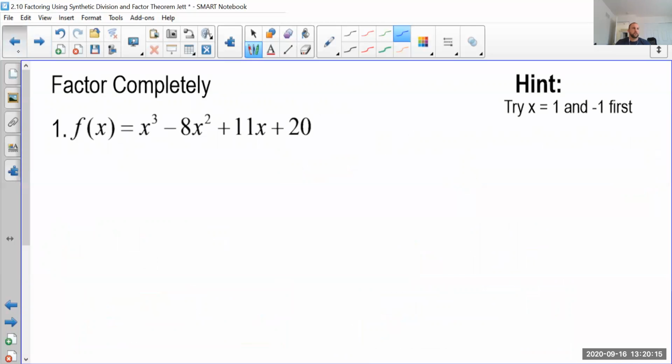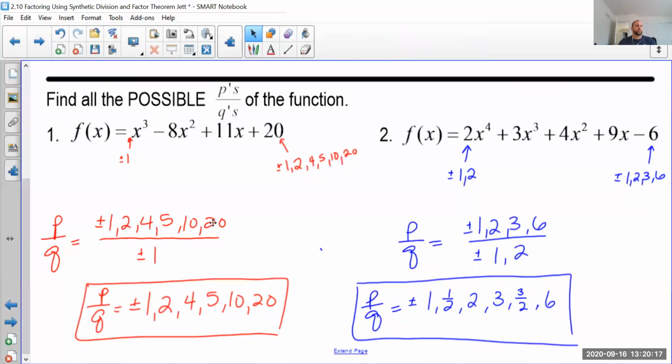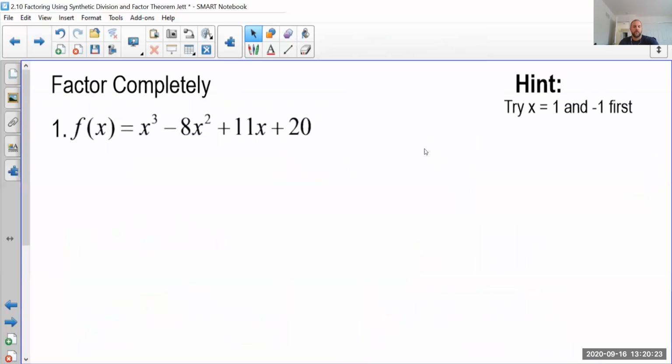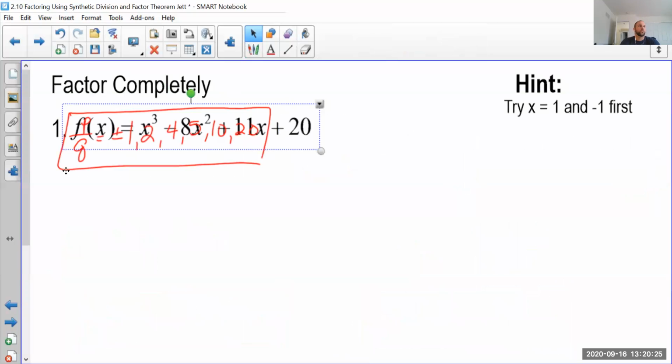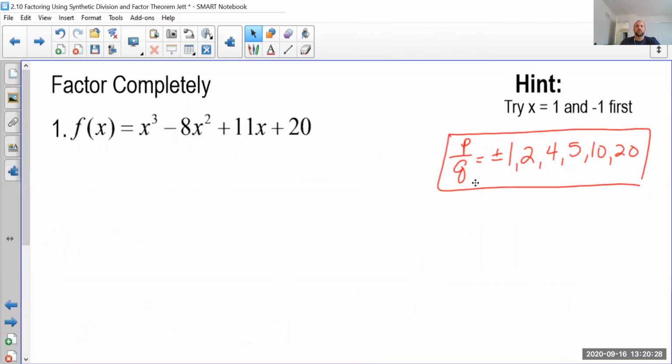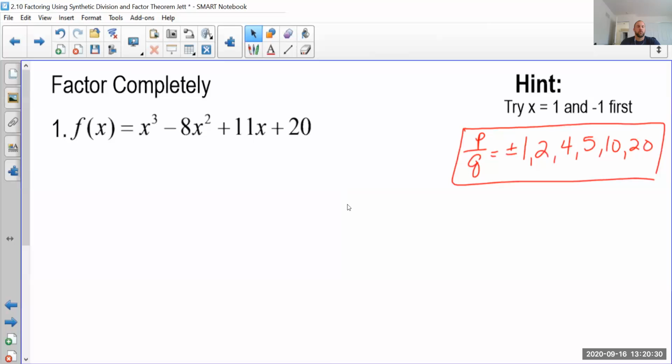Okay, so we just did this. This is the problem we just did right here. I'm going to copy these and paste them right here. So we just found out what our P's over Q's are for this problem. This is the first problem we just did on that last screen. And the problem says to factor this polynomial completely.